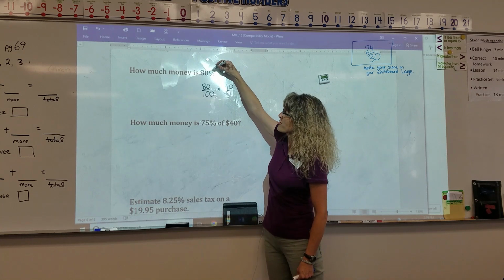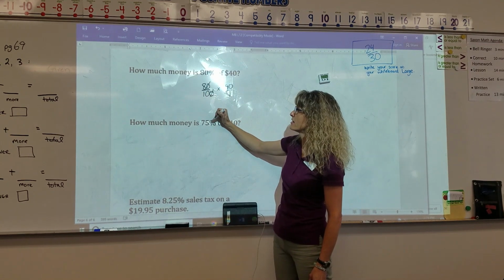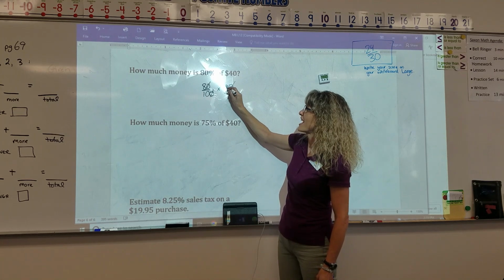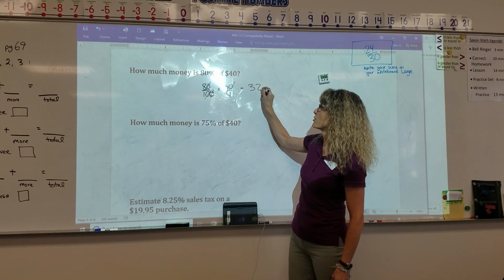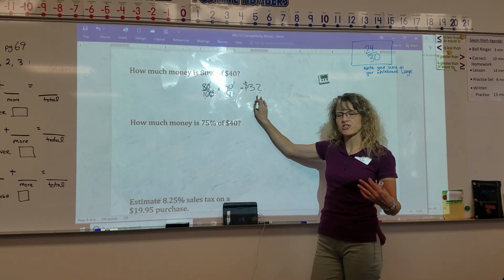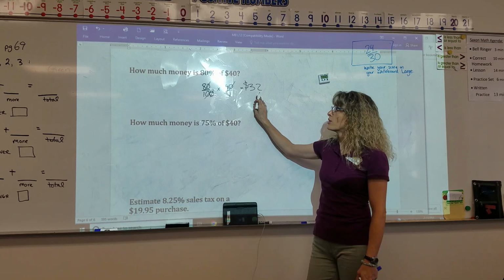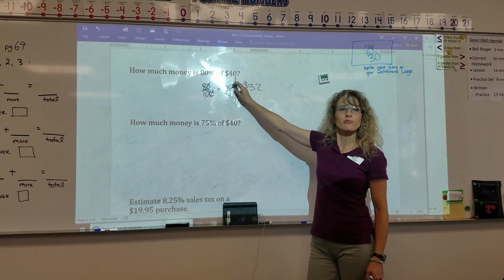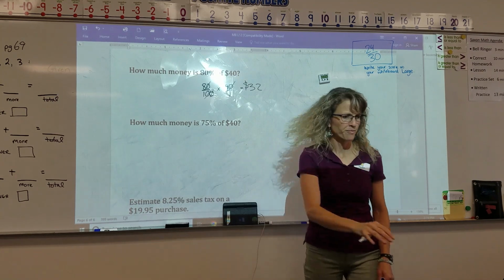So changing my percent to a fraction actually makes it pretty easy because look, I'm going to factor out a 10. I'm going to factor out another 10. I'm left with 8 times 4, which is $32. Does the answer make sense? Is $32 80% of 40? If I had 20% off, would I have $8 marked off my price? That makes sense.